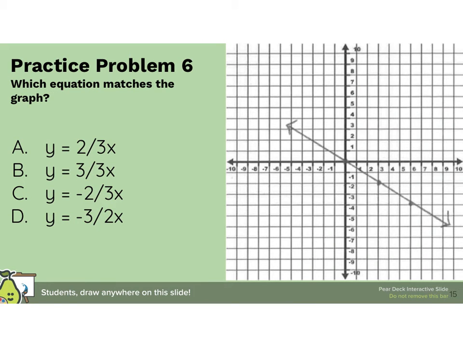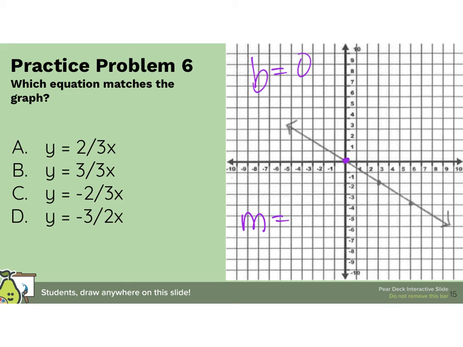Last one, multiple choice. What's the equation that matches the graph? First up, where's the y-intercept? 0. Can I cross anything out? No, they all have y-intercepts of 0. Darn it. So now, let's look at the slope.